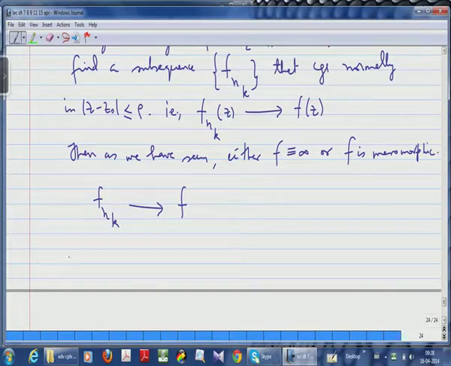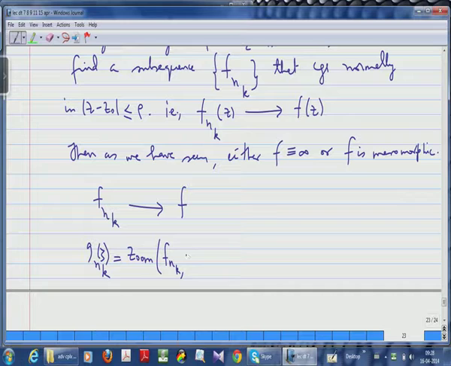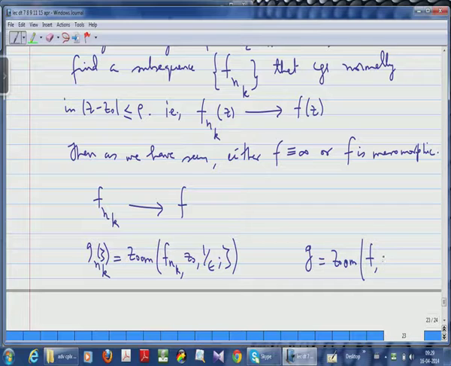So what happens is that I take g_{n_k}, which is actually the zooming of f_{n_k}. g_{n_k} of zeta is the zooming of f_{n_k} centered at z0 with a magnification factor 1 by epsilon, and I am using the variable zeta. Similarly, I get a zoomed function for the limit function also. So g is equal to the zoomed function of f centered at z0 with magnification factor 1 by epsilon, my variable is zeta. So this is g of zeta.